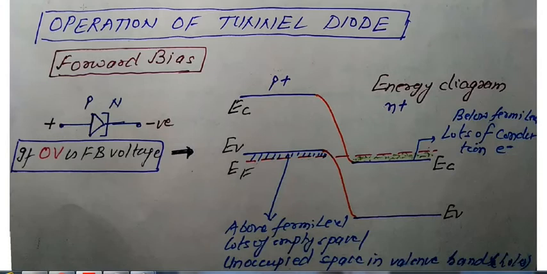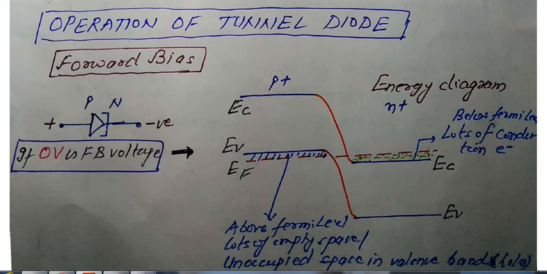Now let us see the operation of tunnel diode. Now we are going to see the operation when it is forward bias. Forward bias means this P side is connected to the positive terminal of the battery, and this N side of the tunnel diode is going to be connected to the negative terminal of the battery. Now initially we are going to consider if we apply 0 volt in forward bias voltage. Here we apply a 0 volt.